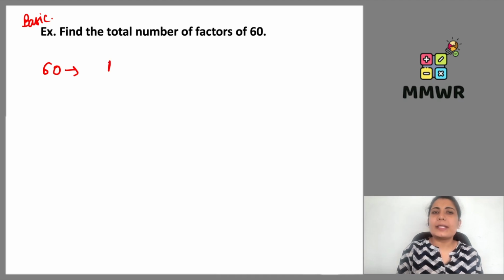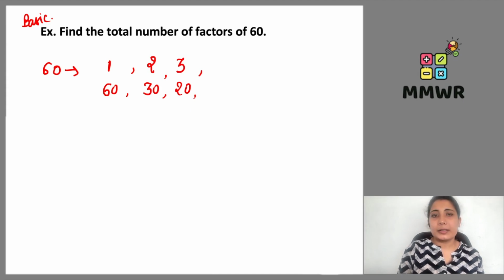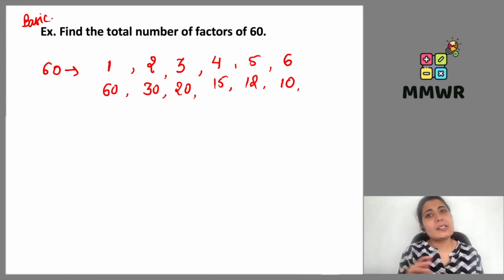When I try to divide this 60 by 1, the quotient which I will get is 60. When I try to divide this 60 by 2, the quotient which I will get is 30. When I try to divide this 60 by 3, the quotient which I will get is 20. Then by 4 also it is divisible, 15 times. By 5 also it is divisible, 12 times. By 6 also it is divisible, 10 times. By 7, 8, 9, it is not divisible.